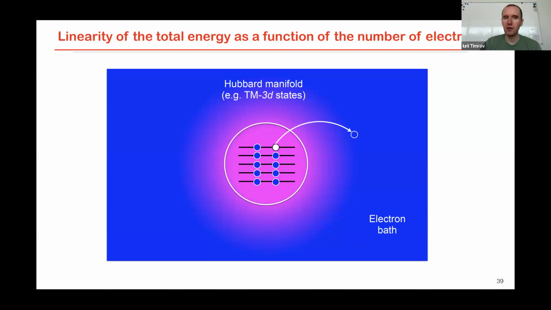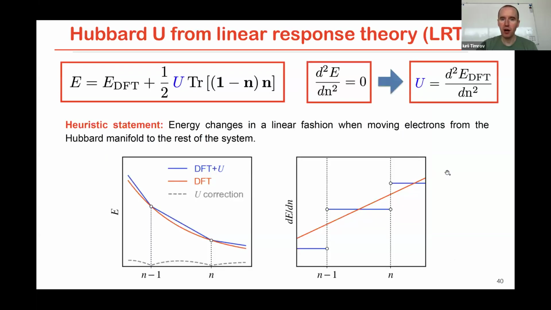There is no theorem about it. It's a heuristic statement, but it makes a lot of sense. Energy in nature changes in a linear fashion. Why would it change quadratically, cubically, polynomially, exponentially? For electrons, it should be linear. It makes sense intuitively, but there is no strict theorem that proves this. So based on this idea, now we can compute Hubbard U ab initio based on so-called linear response theory.